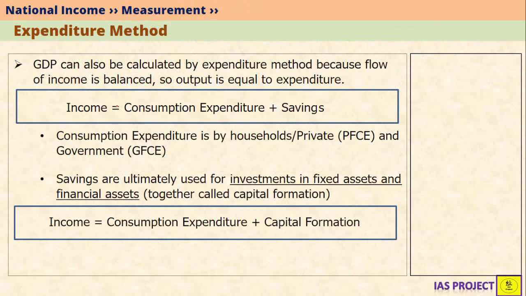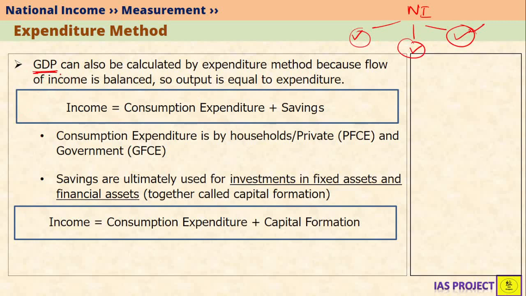Let's talk about expenditure method. We have seen that in national income measurement, there are three methods. One is production method or output method, and income method and expenditure method. We have already talked about these two. Now let's talk about this. Expenditure method also has a concept of GDP.